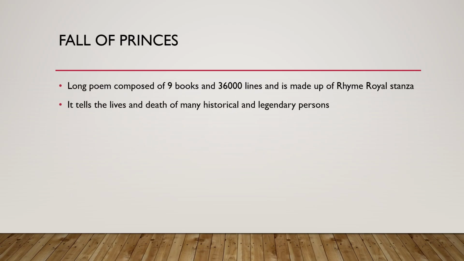Fall of Princes. This is a long poem composed of 9 books and 36,000 lines by John Lydgate. It is based on Boccaccio's work De Casibus Virorum Illustrium, that means on the fates of famous men, and is made of rhyme royal stanza. The poem tells the lives and deaths of many historical and legendary persons. A 16th century poem, The Mirror for Magistrates, is a sequel to The Fall of Princes.